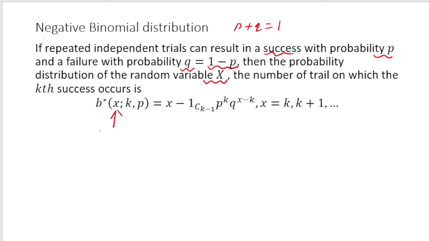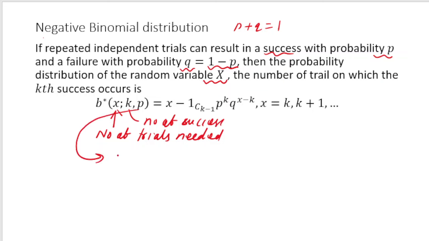So b star x is the number of trials needed. What is x? X is the number of trials needed. What is k? K is the number of successes. And what is p? So p is the probability of success in each trial, which is already explained, right?